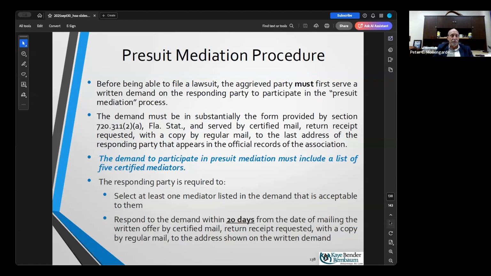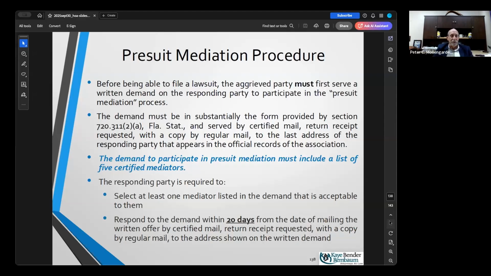So what is the procedure? Before you can actually go to court to enforce a covenant violation, the ones that are subject to this, first you have to send them a statutory offer of pre-suit mediation. That letter or offer must comply with the form set forth in section 720.311. It basically sets forth the form of the pre-suit mediation demand.